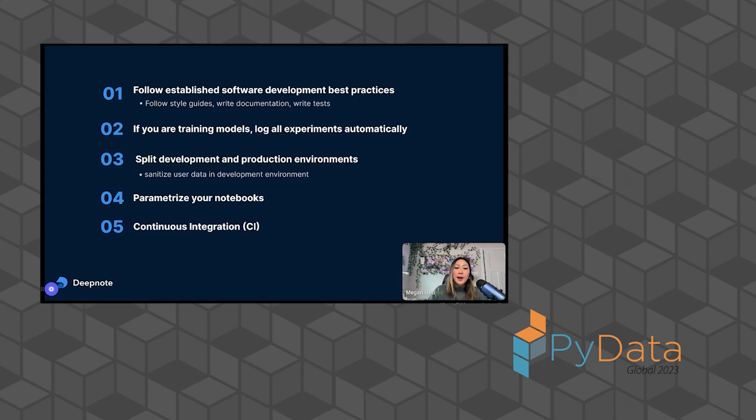And lastly, think about continuous integration with each change that you make to your code. There should be robust tests to ensure that you are not breaking anything down the line, which could impact all of your collaborators.